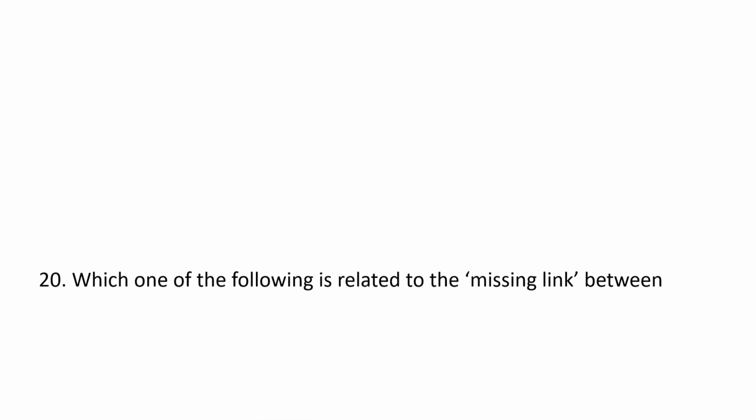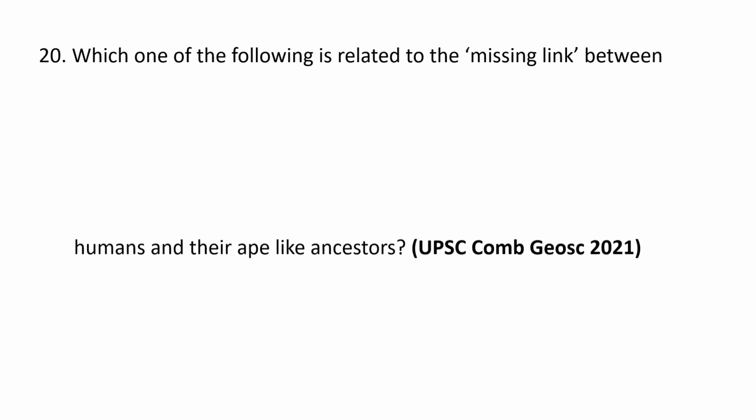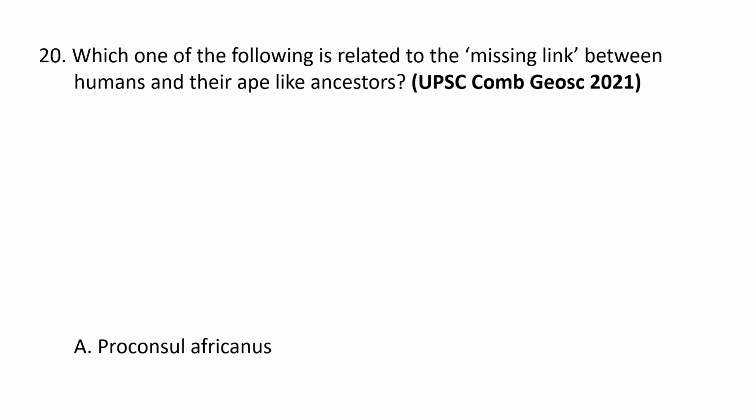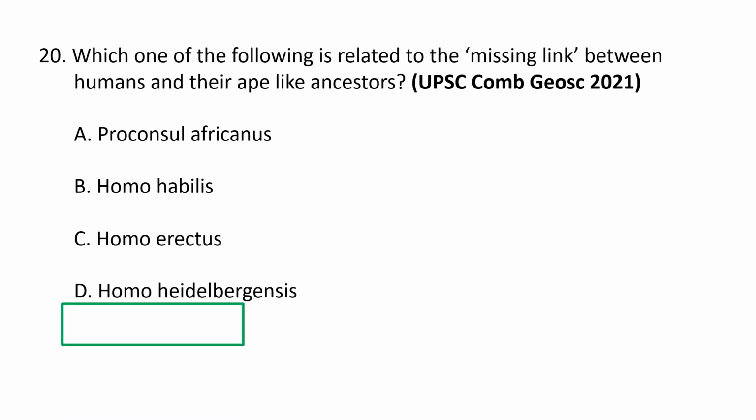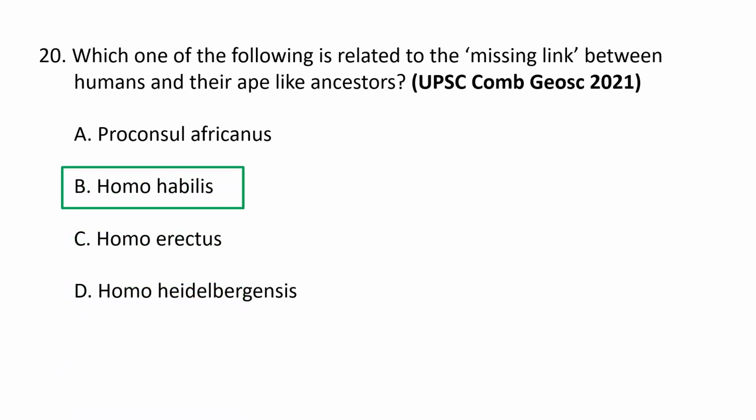Next question. Which one of the following is related to the missing link between humans and their ape-like ancestors? A. Proconsul africanus, B. Homo habilis, C. Homo erectus, and D. Homo heidelbergensis. So the correct option for the missing link between humans and their ape-like ancestors is Homo habilis. This is also known as the handyman. Homo habilis is an extinct species of archaic human from the early Pleistocene of East and South Africa, about 2.8 million years ago to 1.65 million years ago. So B. Homo habilis is the correct option.